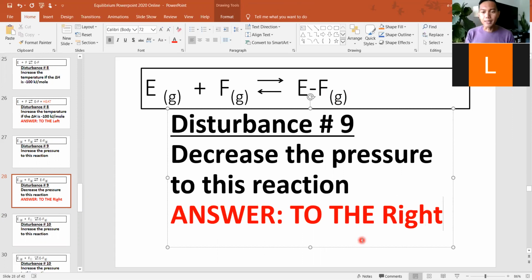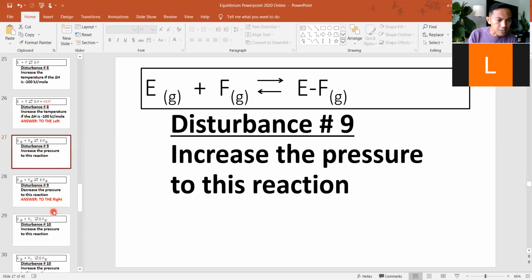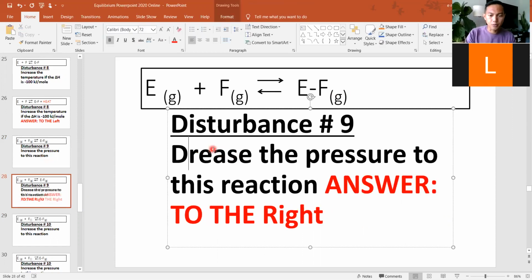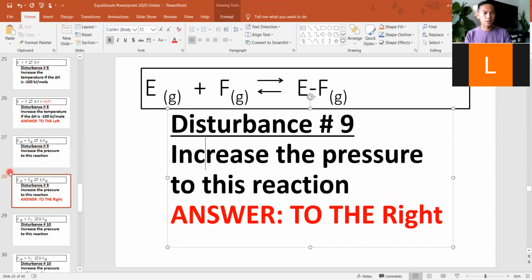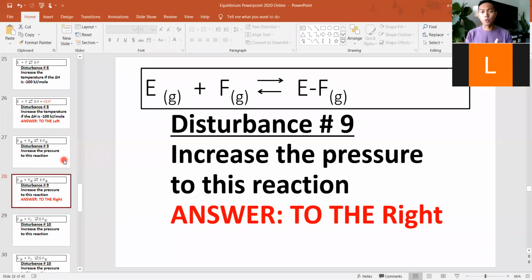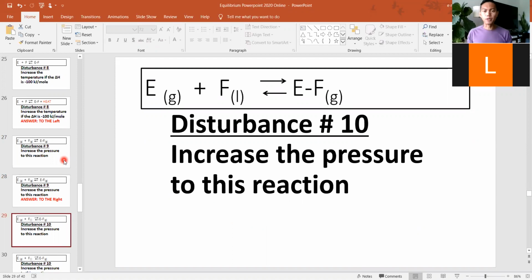All right. The idea, did I change the scenario? It looks like I changed the scenario. Okay, let me fix this because it says decrease, increase, and then it changes to decrease. All right. If we increase the pressure, we are going to be going to the right because that's the side where there's less moles of gas. So that's something we heard about earlier in a different example. Let's finish up with the last one here.